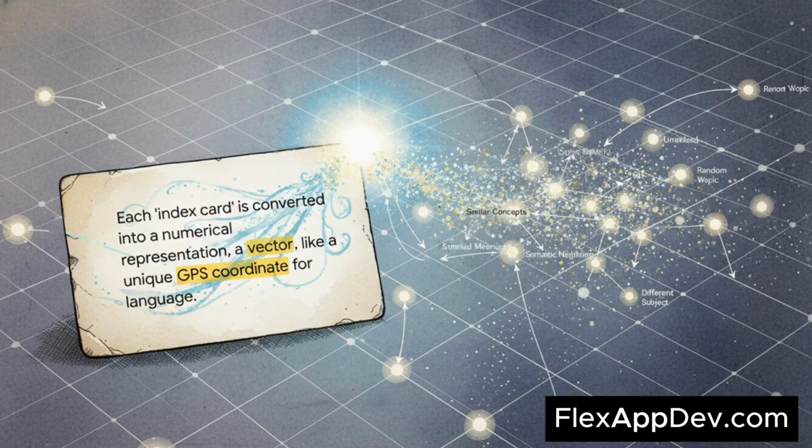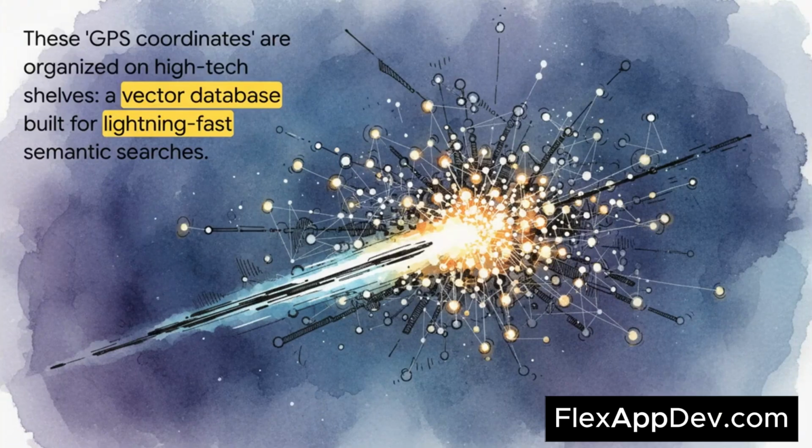This is where the magic happens. We turn words into numbers, like unique GPS coordinates for ideas. And these GPS coordinates go on high-tech shelves, a vector database. It organizes by meaning, not just keywords.